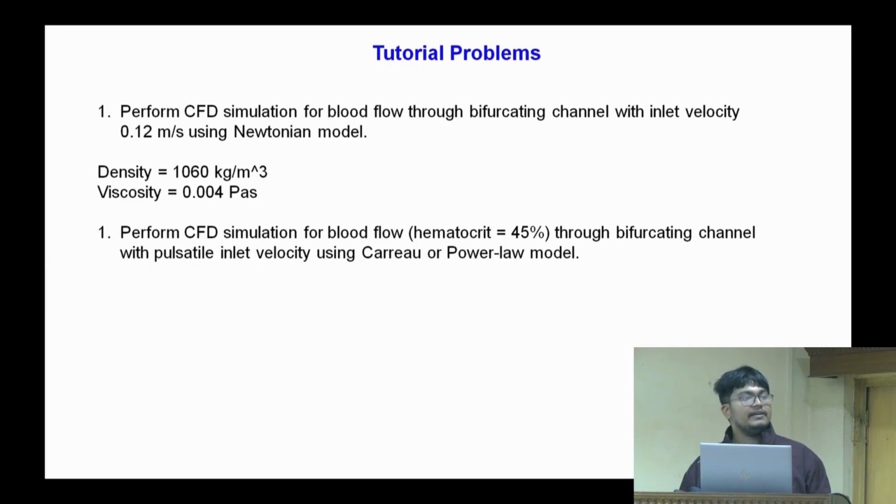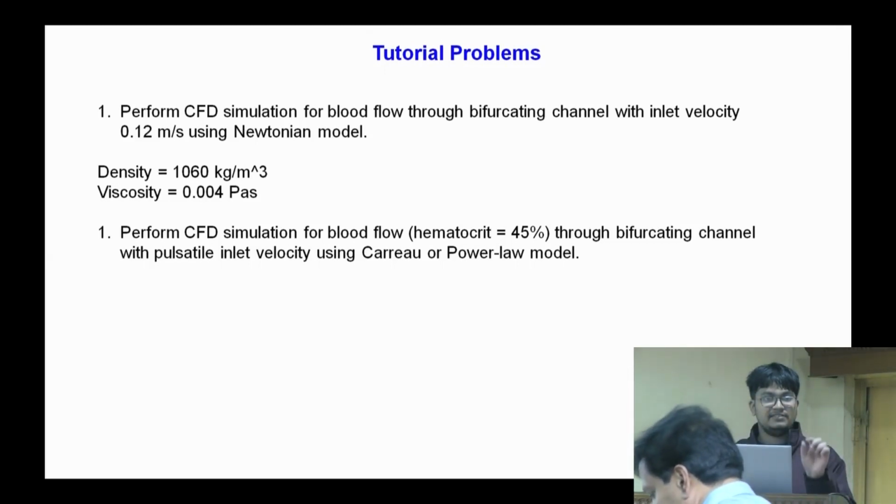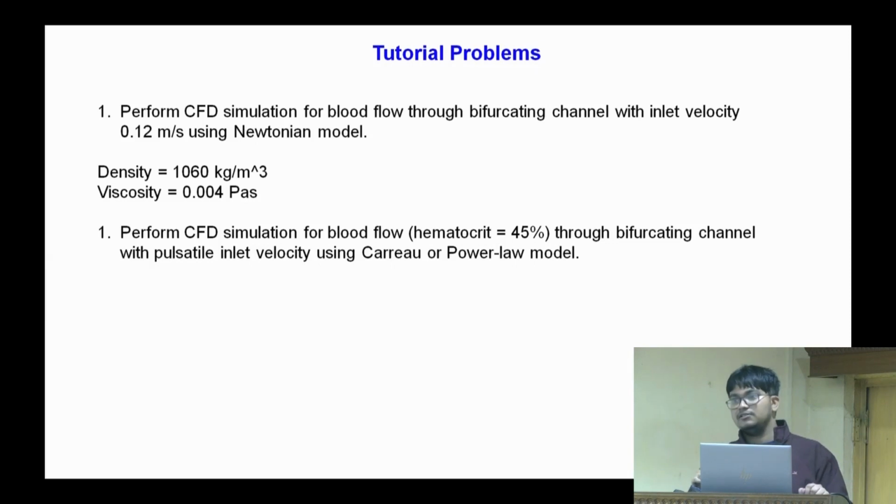For the bifurcating channel, normally at the bifurcating region, the wall shear stress is expected to be higher. So just check whether it is coming that way in your simulation. Because of the sudden change in the geometry and change in the curvature, the wall shear stress is expected to be higher in the bifurcating region. So just check that.